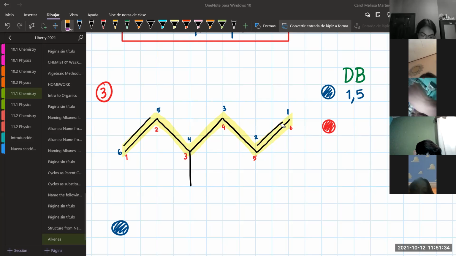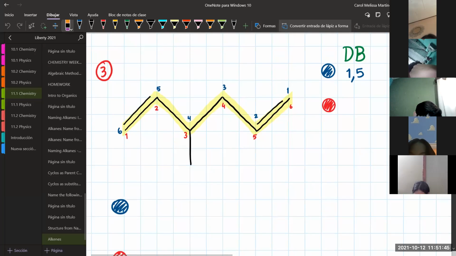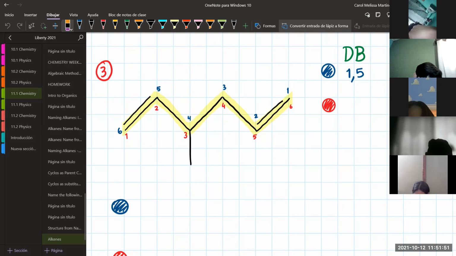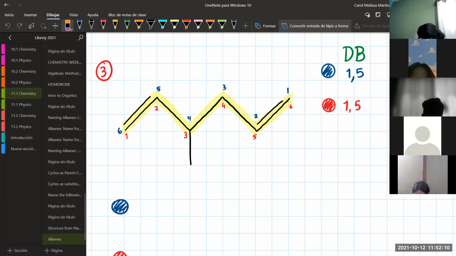Now in the red arrangement, where do I have the double bonds located? In the red arrangement, where are the double bonds? 1 and 5. Okay, between 1 and 2 you're going to choose 1. Between 5 and 6 you're going to choose 5. So the numbers are the same, 1 comma 5. So the double bonds, it doesn't matter what path you choose, because the double bonds are in the same position.